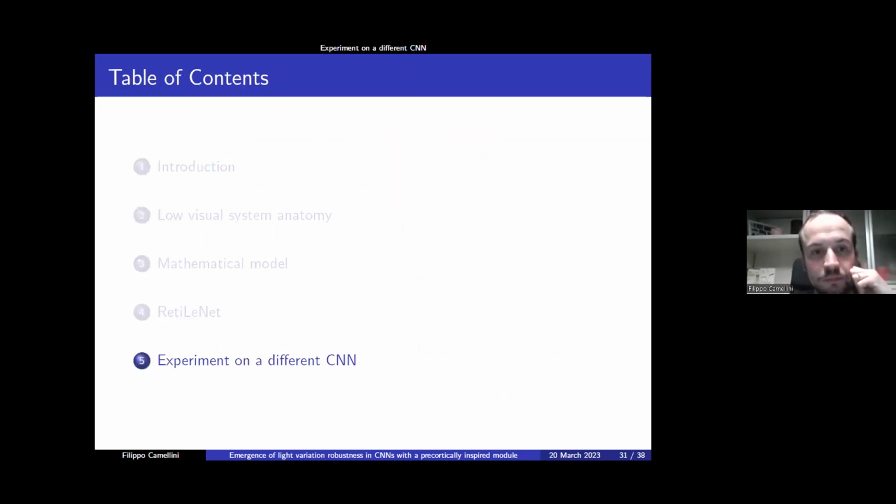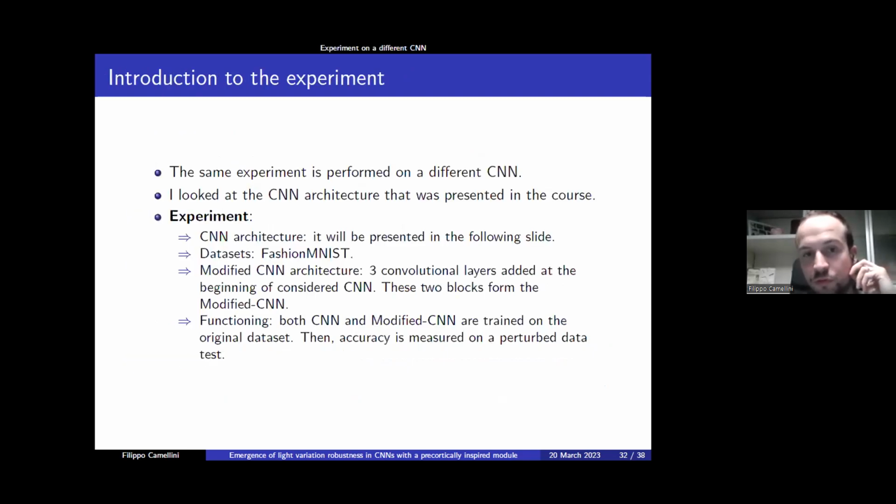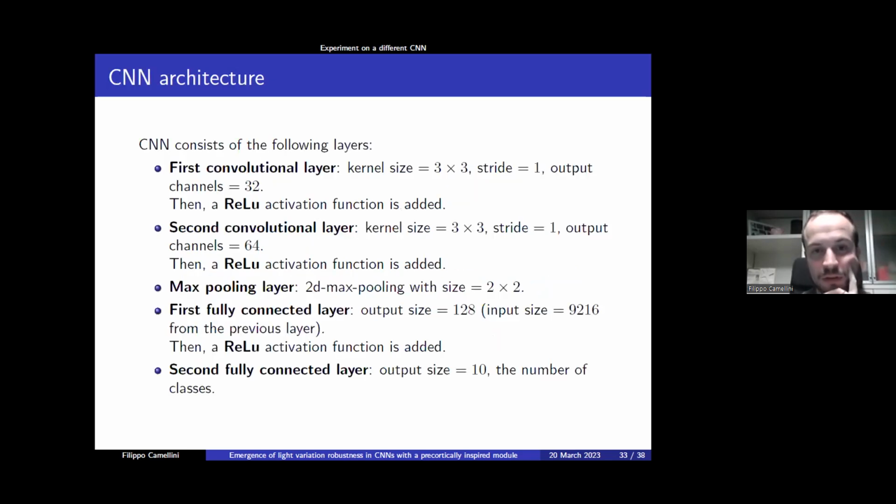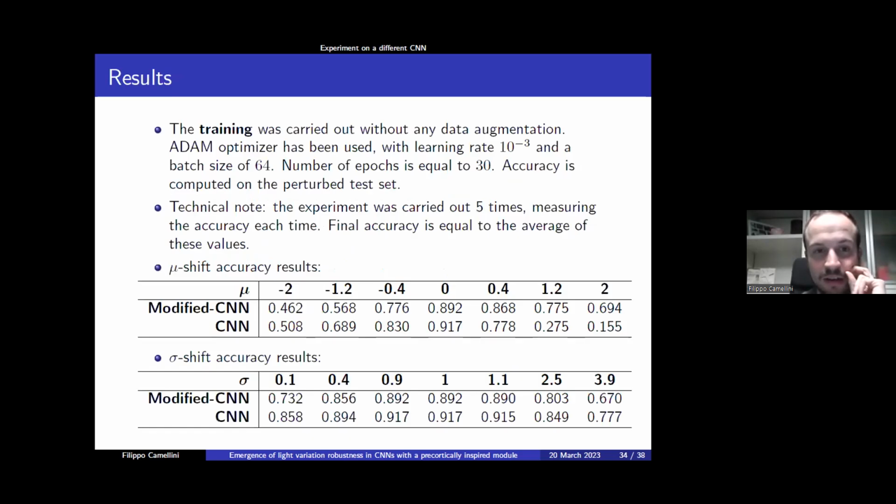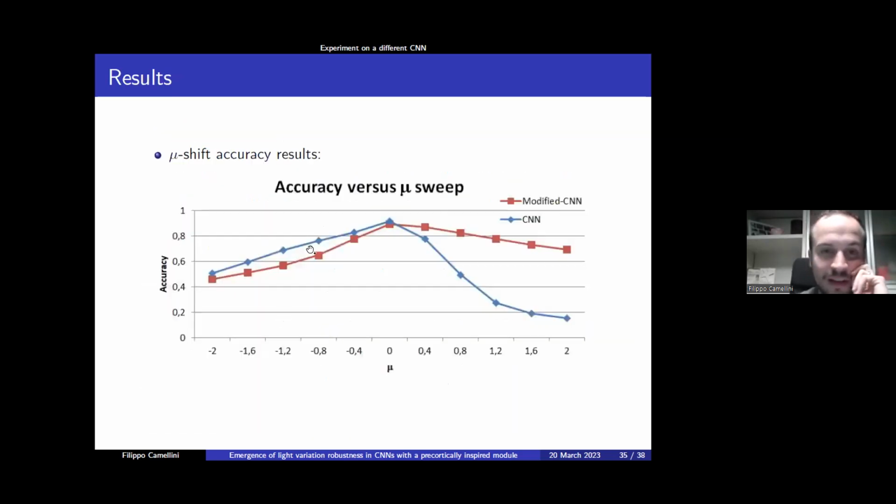And I tried to do the same thing on the CNN that was presented to us two lessons ago, and I skip all the description because we saw the lesson together. These are the results for the mu sweep, and we see that the blue one, the original CNN, in the case of light images is more robust than the modified CNN, but in the case of darker images, the modified CNN, the CNN with this precortical model, is very, very robust.